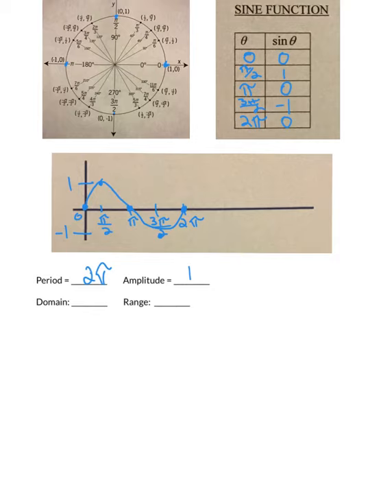The domain. What x values get used? Well, this thing goes on forever to the right and to the left, so what x values get used is all real numbers, which we write as -∞ to infinity. The range is the y values. Notice that the lowest we went was -1 and the highest we went was +1. We always go from the smallest to the largest, so we go from -1 to +1. Both of those numbers are included, so we put square brackets around them to show that they are included.